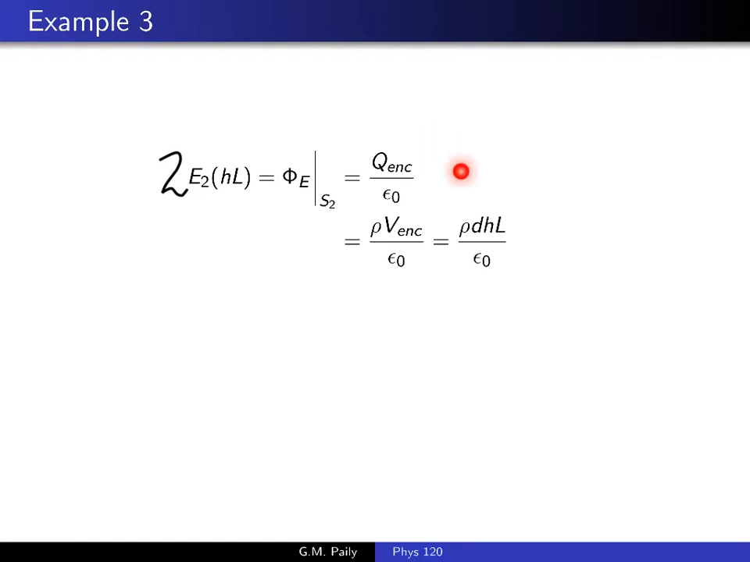The charge enclosed can be found by multiplying the volume charge density ρ, that is the charge per unit volume, by the volume enclosed. The volume enclosed by our Gaussian pillbox, that is the volume where there is charge present, is d, the thickness of the sheet of charge, times h times L. dhL times ρ will give us the charge enclosed, and that divided by epsilon naught gives us the right-hand side of Gauss's law.